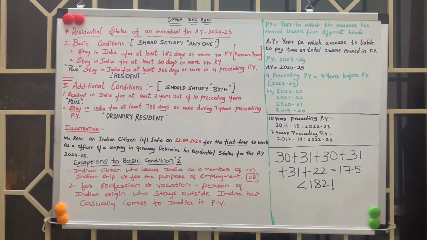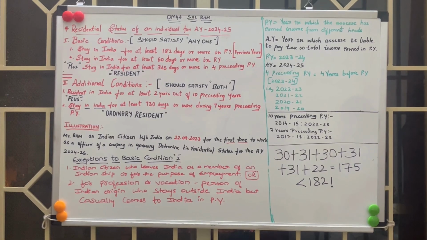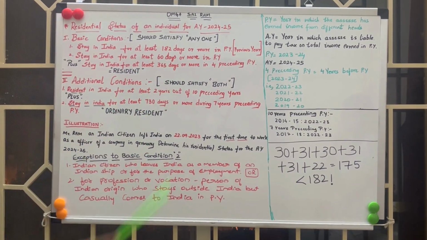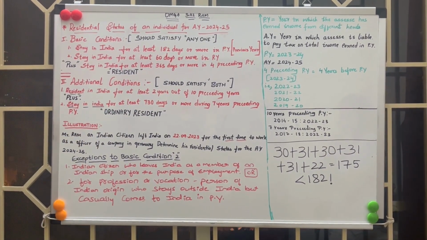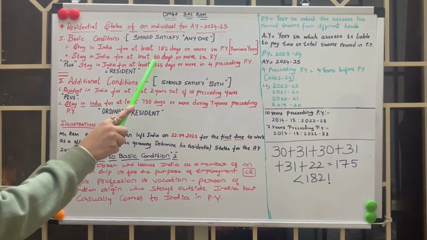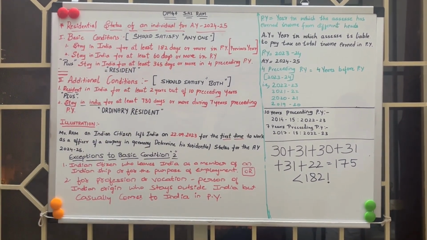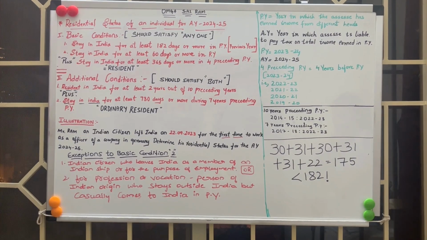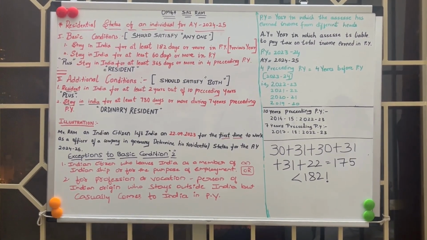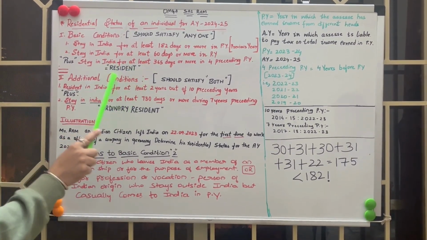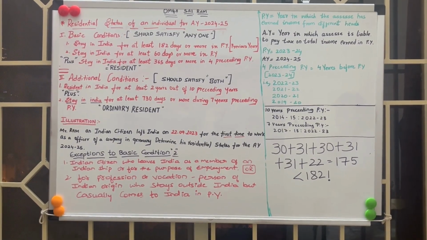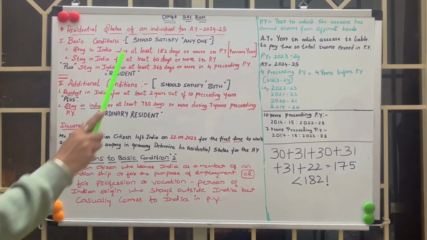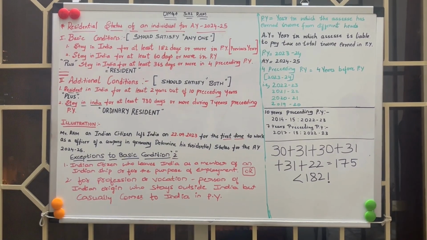In these 4 years, he should stay in India for at least 365 days or more. Plus, he should stay in India for a period of at least 60 days or more in 2023-24. If he satisfies both these conditions, he will become resident. Now, an individual has to fulfill any one of the basic conditions. Then he will be called a resident.